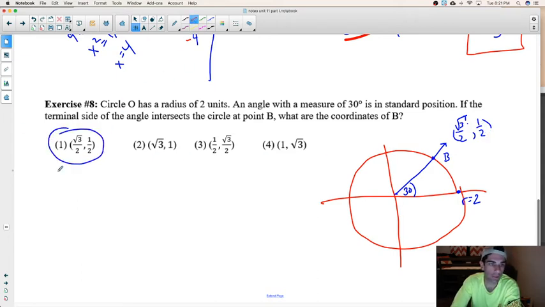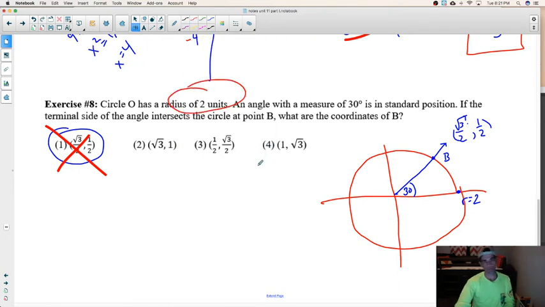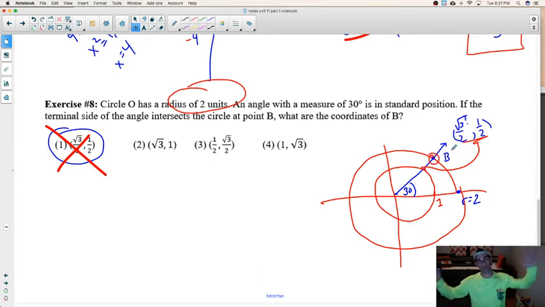Don't get too excited because you're wrong. Sorry to burst your bubble. And why are they wrong? Well, it said the radius is 2. We learned about the unit circle with a radius of 1. So this point exists here, not there. So how did they change that up on you? Well, they made the circle twice as big. So that point moved twice as far.